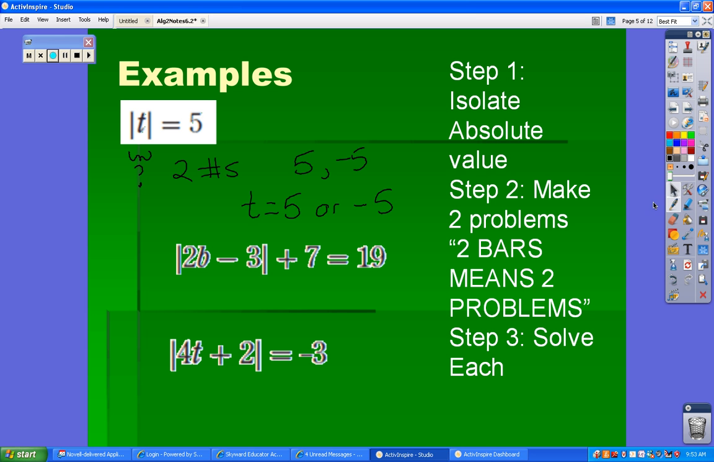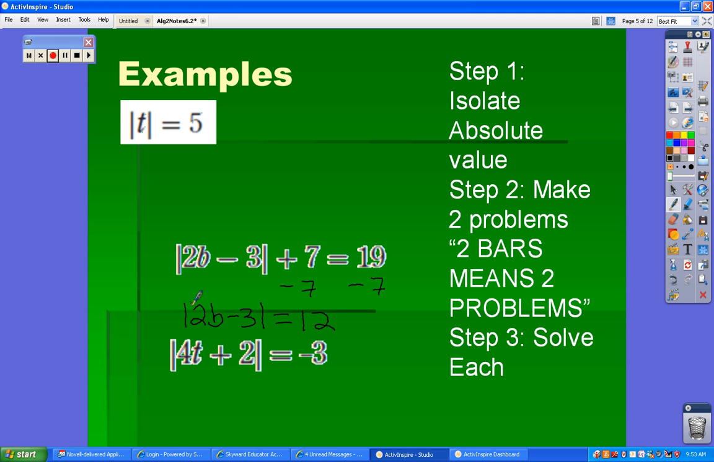Okay, this next one is a little more confusing, but it will make sense once we get going here. Let me erase some of that. Okay, step 1 is to isolate the absolute value. In this case, I do have to do something there because there is a plus 7 on the same side, so I'm going to subtract 7. The absolute value of 2b minus 3 equals 12.